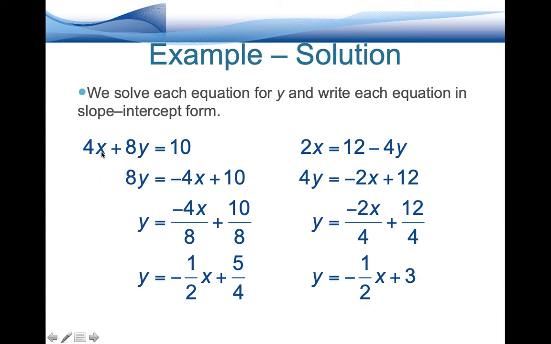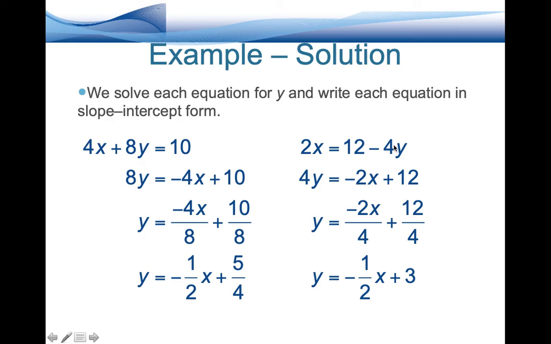This first one is 4x plus 8y equals 10. We've got to get y by itself. So the first thing we're going to do is subtract 4x from both sides. Then we're going to divide both sides by 8. So on this one, it becomes negative 1/2 x plus 10 over 8, which is reduced to 5 over 4.